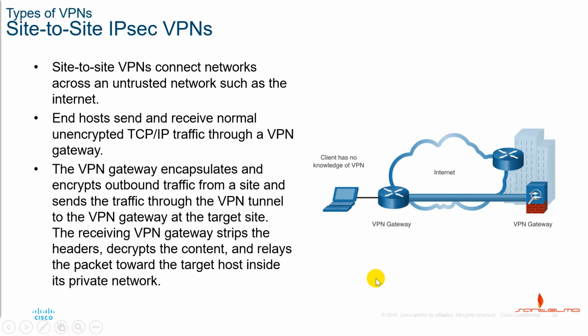For example, the Cisco Adaptive Security Appliance, or the ASA, shown on the right side of this figure, is a standalone firewall device that combines firewall, VPN concentrator, and intrusion prevention functionality into one software image. Next, the VPN gateway encapsulates and encrypts outbound traffic from a site and sends the traffic through a VPN tunnel to the VPN gateway at the target site. The receiving VPN gateway strips the headers, decrypts the content, and relays the packet toward the target host inside the private network. Site-to-site VPNs are typically created and secured using IP security, or IPsec.